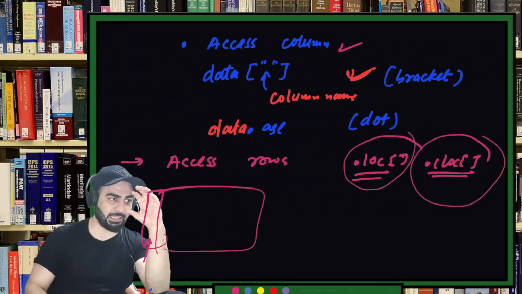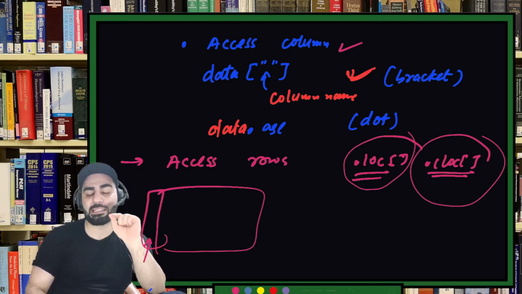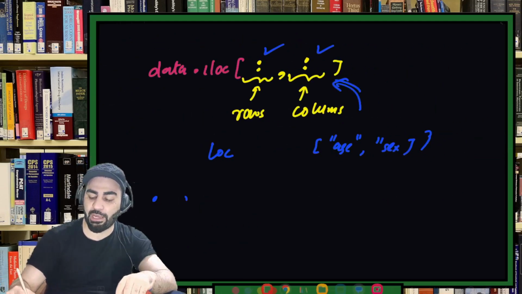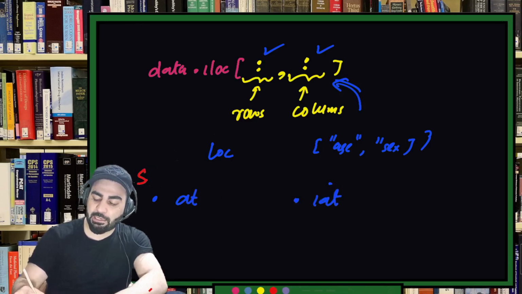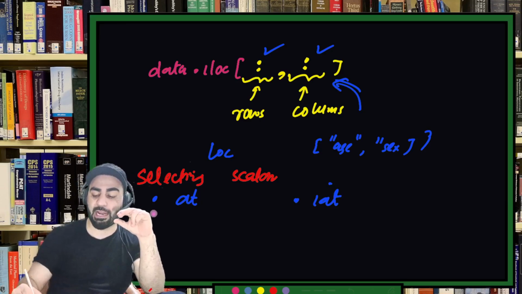So initially we were saying, okay, how to access these columns, how to access these rows. Then we can even select a single scalar. By scalar I mean a single value. For that I showed you two methods, at and iat. This is selecting scalars, a single value. You can select a single value by using at and iat.